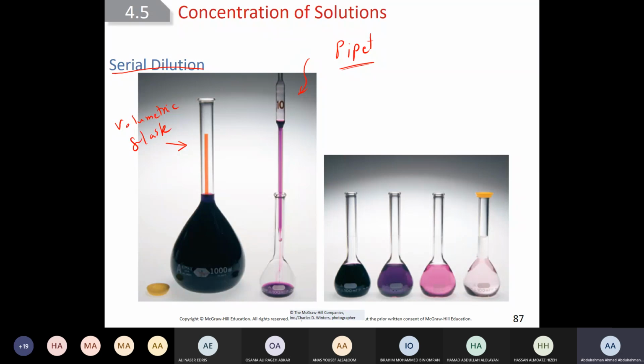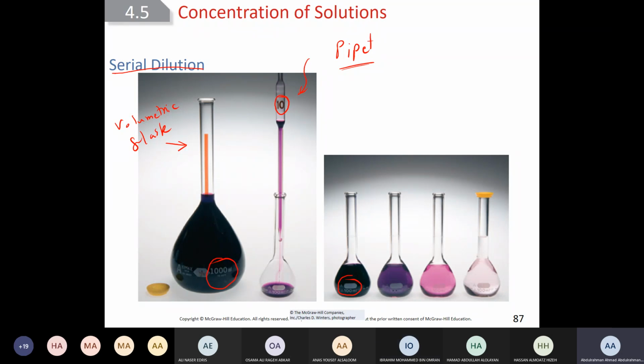We bring a pipette. We know the volume of the pipette is what? In this case, it's 10. What's the volume of this volumetric flask? 1 liter. What's the volume of this volumetric flask? 100 milliliters. And we do what's called serial dilution.